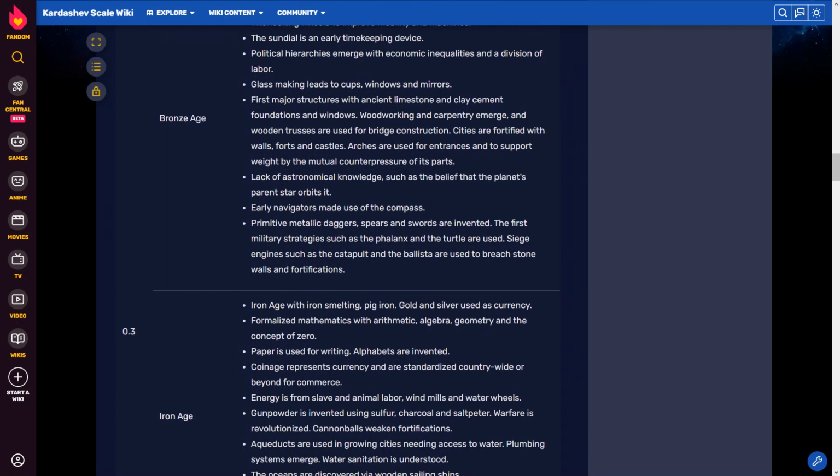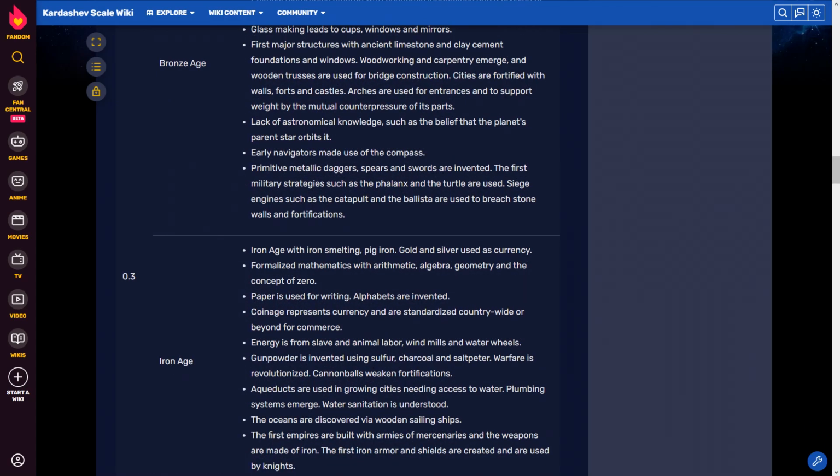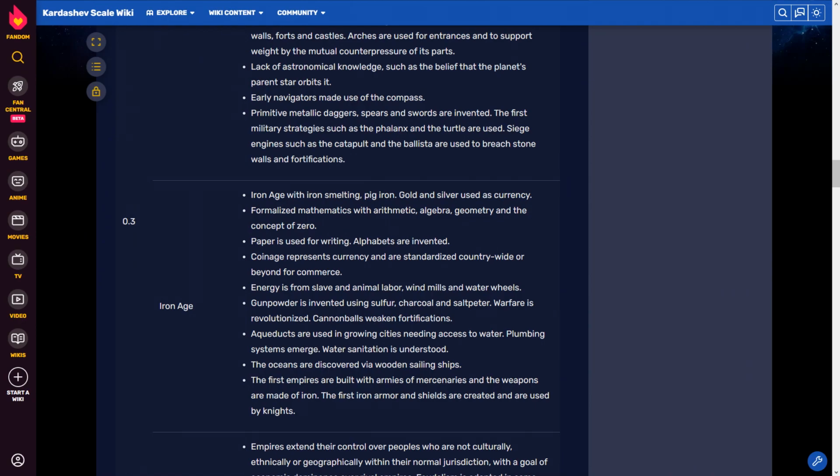First major structures with ancient limestone and clay cement foundations and windows. Woodworking and carpentry emerge, and wooden trusses are used for bridge construction. Cities are fortified with walls, forts, and castles. Arches are used for entrances and to support weight by the mutual counter pressure of its parts. Lack of astronomical knowledge, such as the belief that the planet's parent star orbits it.